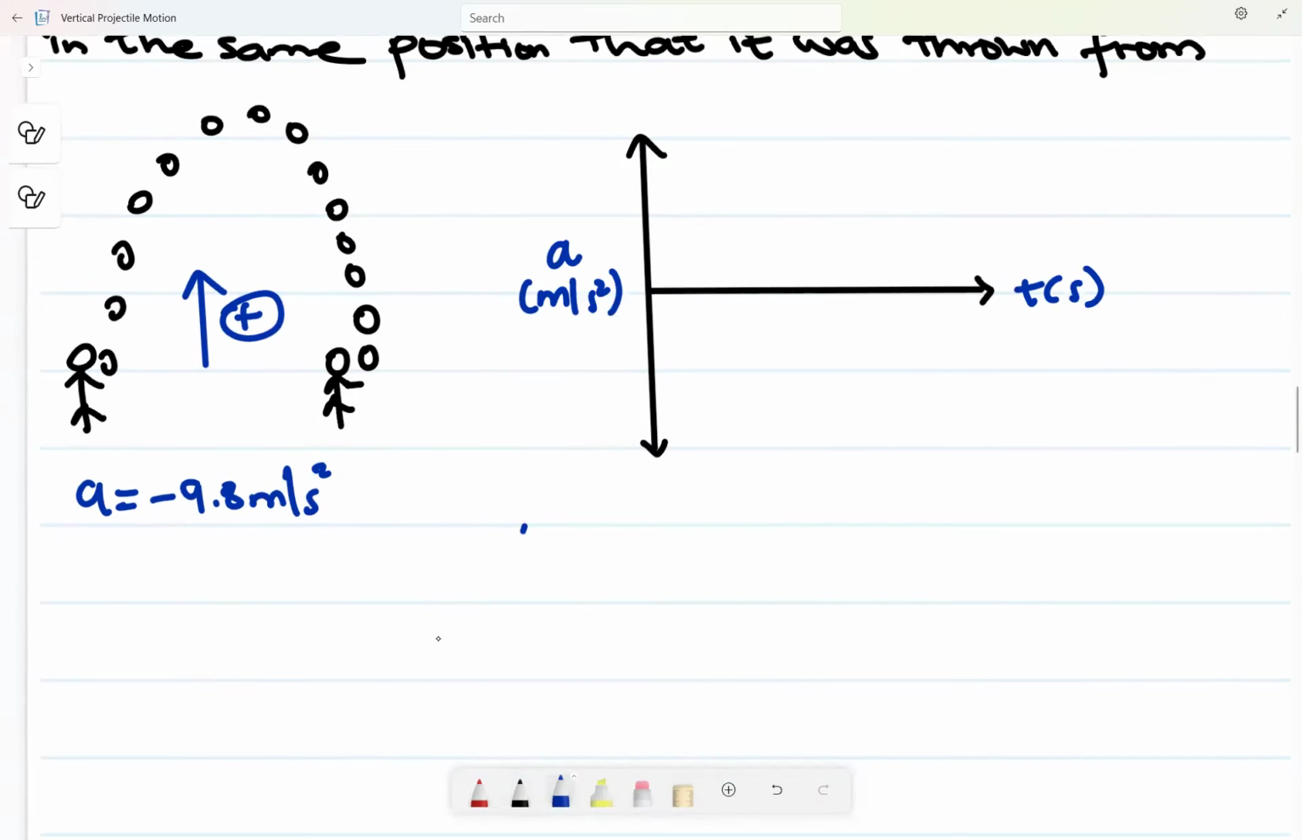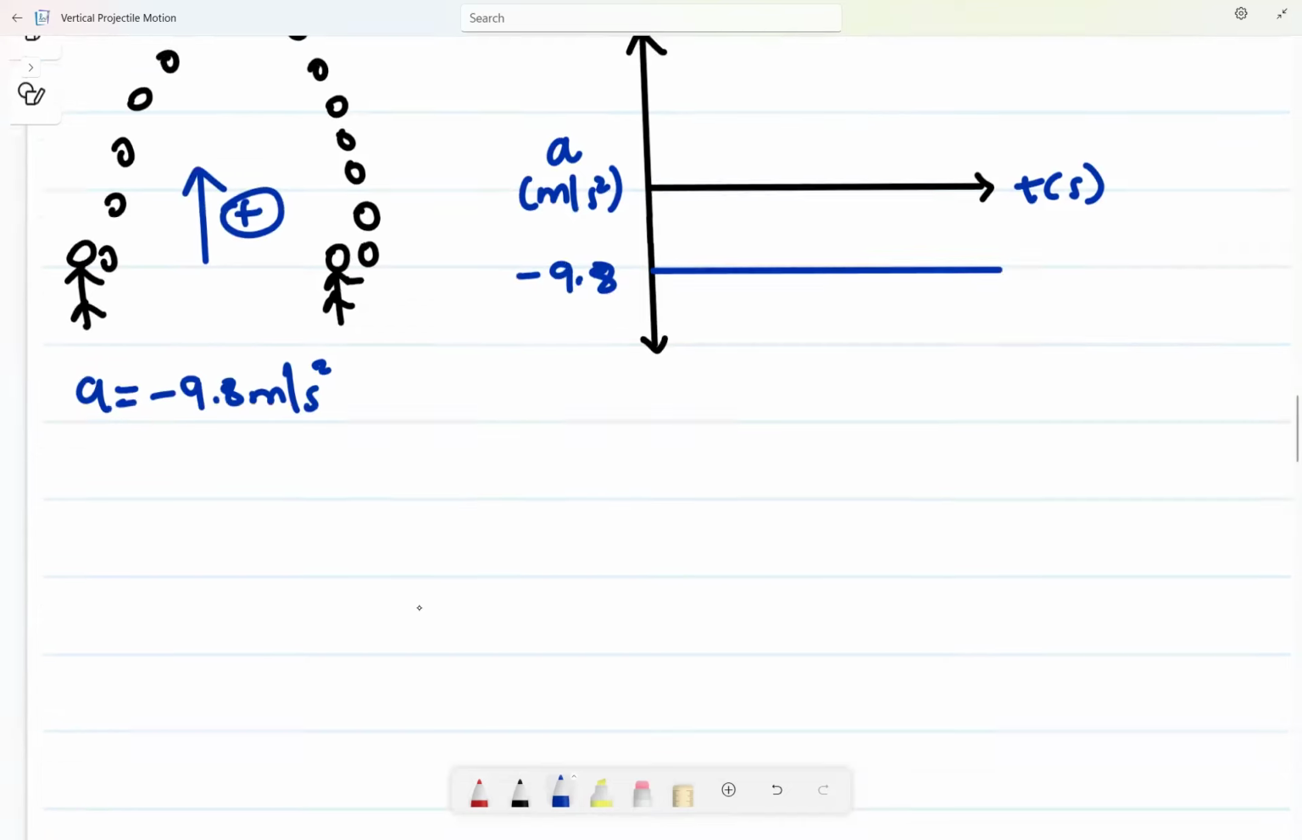You just check: my object is moving upwards, or rather, I chose upwards as positive, and it means my acceleration will be negative. Then I just come here and say this is negative 9.8. Just 9.8 because I've already indicated the SI unit. I'm done. Hence, I said the acceleration-time graph is just the easiest.